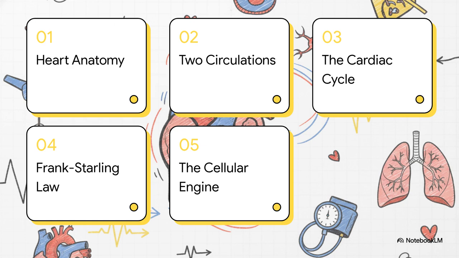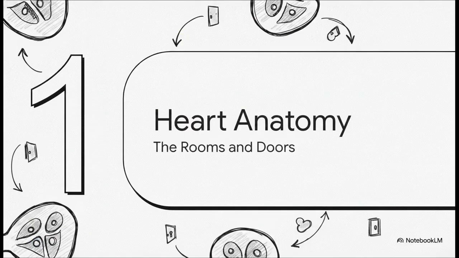Well, here is our roadmap. We're going to hit 5 key areas today. First, the anatomy of the heart. Second, the 2 circulatory systems. Third, the cardiac cycle explained. Fourth, the Frank-Starling law. And finally, number 5, the cellular engine. Basically, we'll start wide with the macro stuff and then zoom all the way in to the microscopic level. All right, let's kick things off with part 1, anatomy of the heart, the rooms and doors.